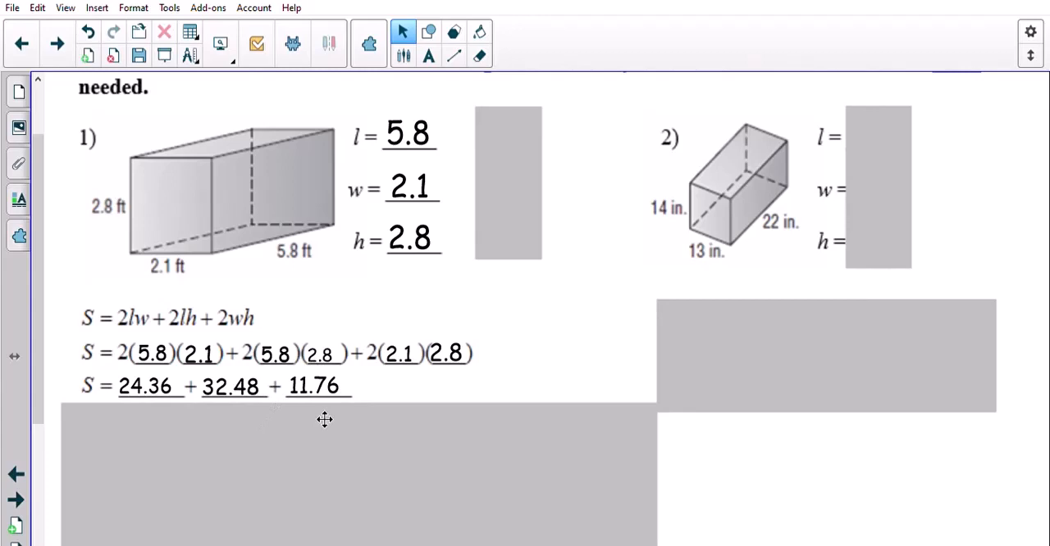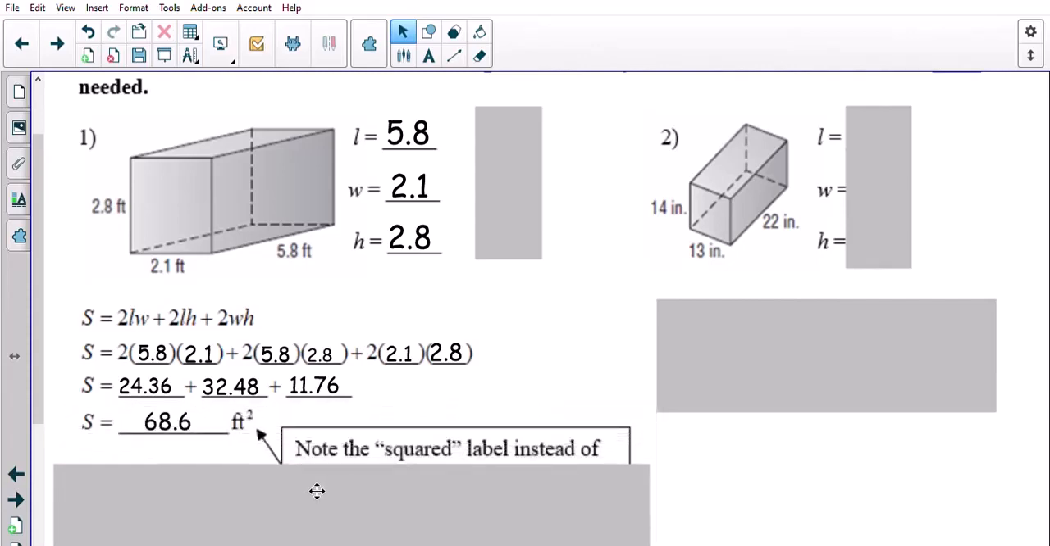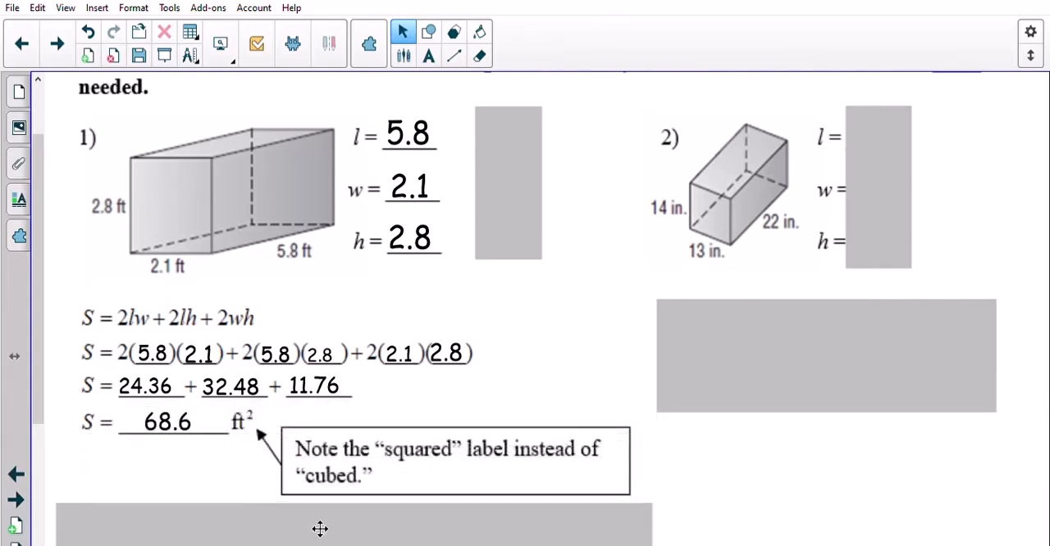We'll go ahead and add these together, and we get a surface area of 68.6. Note the label that we put on this, it's feet squared, since it is an area. Yes, it's a 3-dimensional shape, but we are finding the area of all of the flat surfaces, which are 2-dimensional. So 68.6 feet squared.